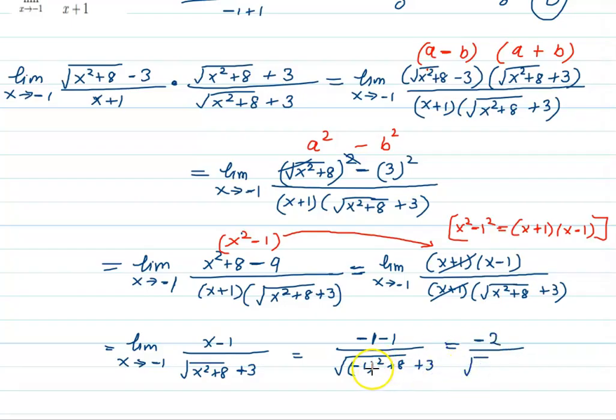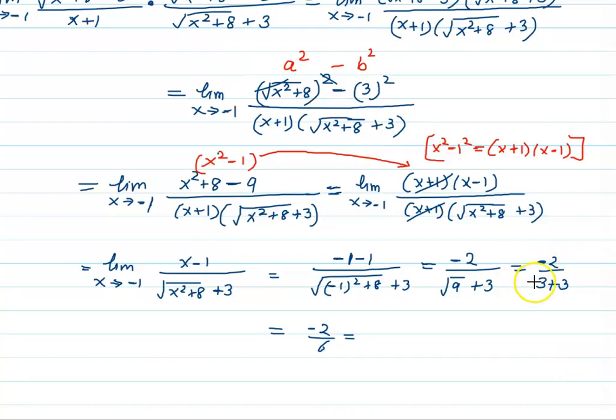-1 squared is 1, 1 plus 8 is 9, and square root of 9 is 3. After simplifying it, we get -2/6, which gives us -1/3, which is a finite value, and this is the answer for the given limit problem.